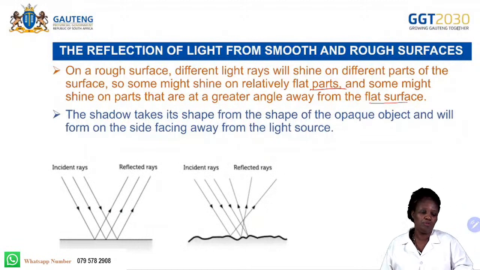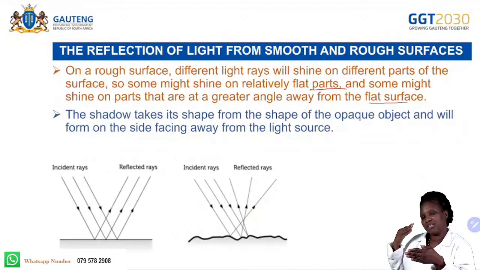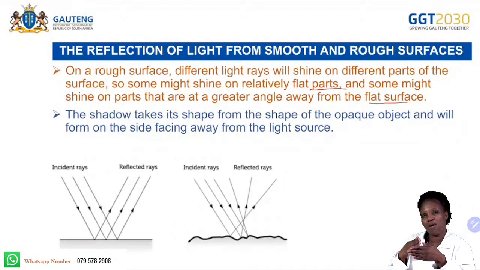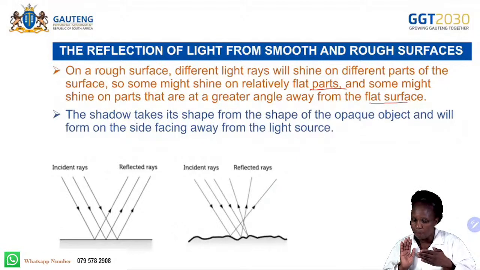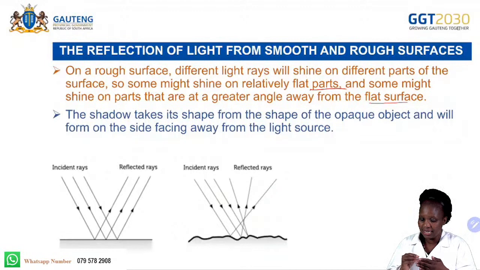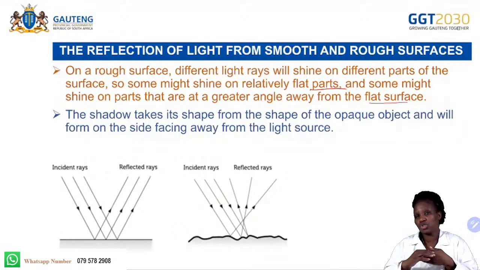For example, if you take an opaque object, my hand is opaque, and then this is the source of light. When light shines on an opaque object, what's going to happen? The opaque object doesn't allow light to pass through. Therefore, it's going to block the light. When it blocks the light, it will form a shadow on the other side.